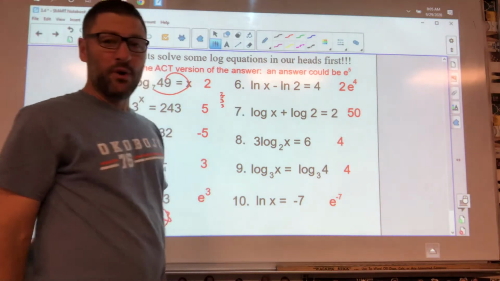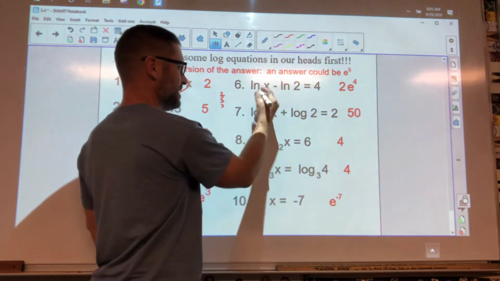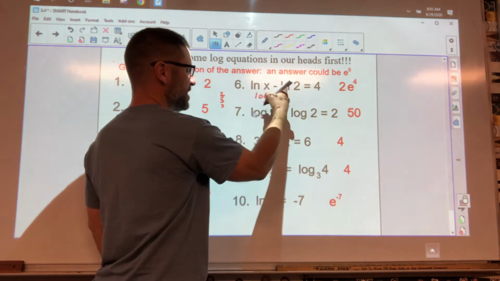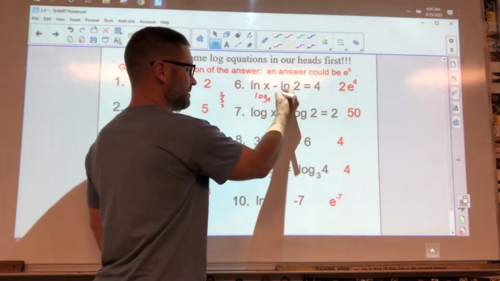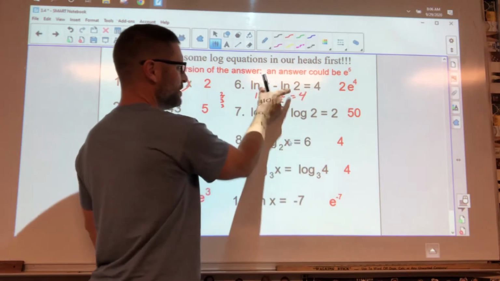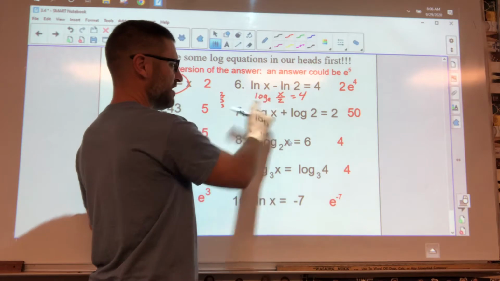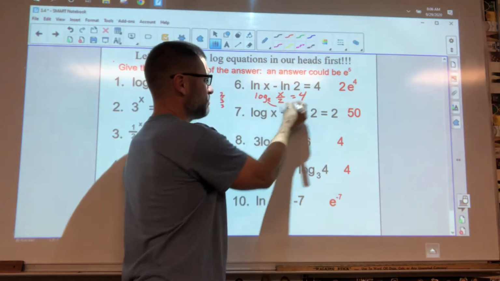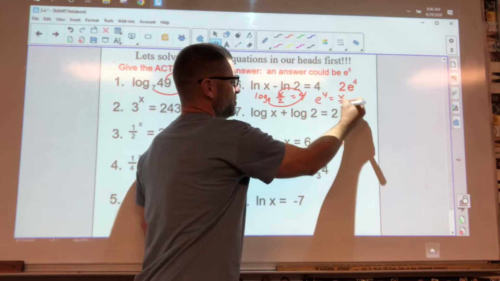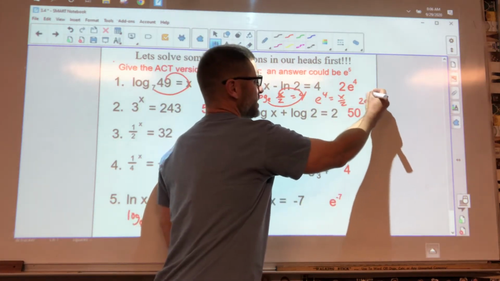Here's one from the 3.3 condense expand material. Minus can be rewritten as division. I'm going to change ln to log base e, but then minus can be written as division. log base e of x over 2 equals 4. So I condensed it, writing that as division, and I changed ln to log base e. Now I can pigtail it. e to the fourth equals x over 2, and I can multiply both sides by 2 and get 2e to the fourth.